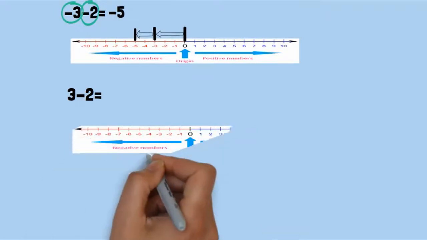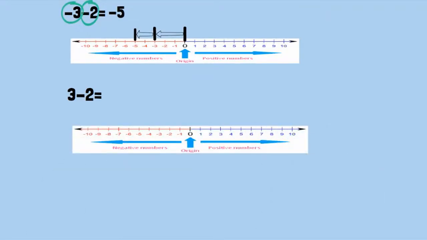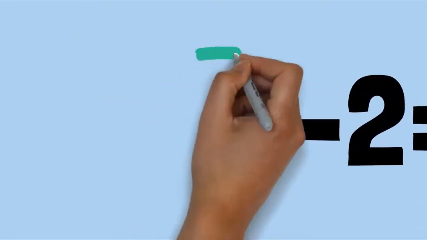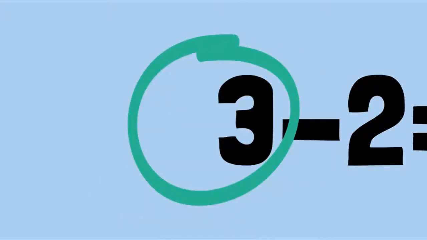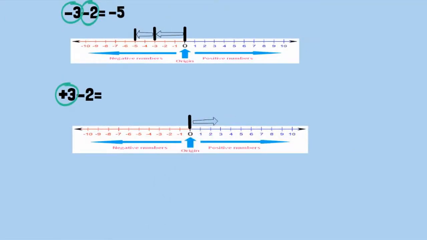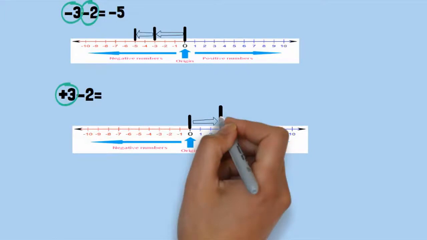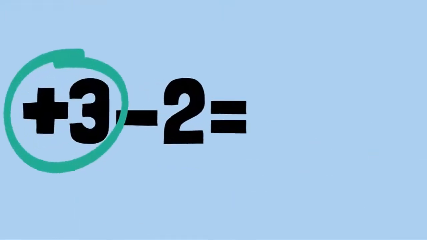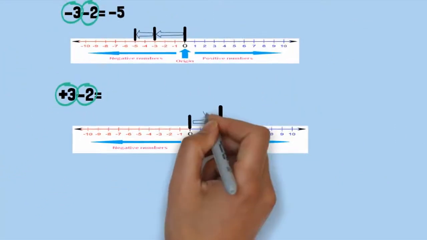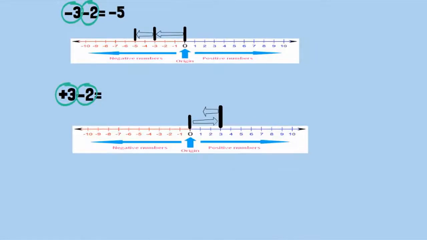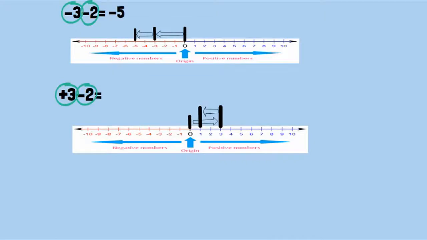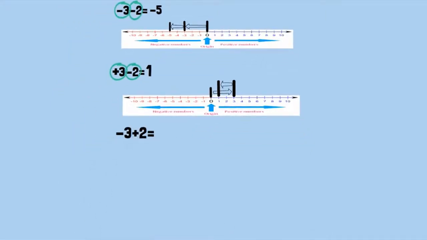Another example, 3 minus 2. Drawing a number line, start from 0 and look to the first integer we want to represent, it is 3, which has a positive sign, so we move in the direction of positive integers by 3 units. And the second integer we want to represent is negative 2, which has a negative sign, so we move in the opposite direction, which is the direction of negative integers, by 2 units until we finish at 1, as we know that 3 minus 2 is 1.